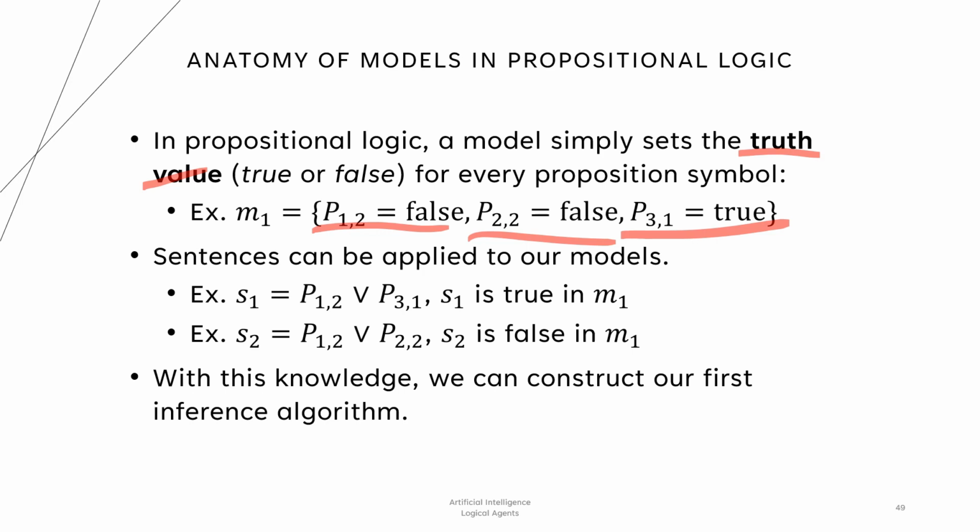So a sentence can be applied to our models. Let's say we have a sentence where there has to be a pit at 1, 2 or a pit at 3, 1. This would be true in our model because pit 3, 1 is true right here. But if we had the sentence pit in the space 1, 2 or pit in the space 2, 2, this sentence would be false in this model because both of these values are false. So with that, we can just go ahead and construct our first inference algorithm.